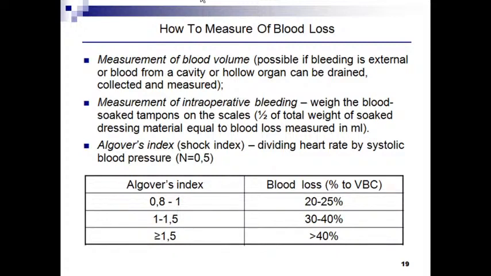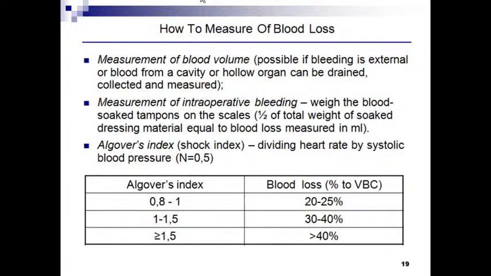Measurement of intraoperative bleeding. Second variant of measurement. Weigh the blood-soaked tampons on the scales. After finishing the operation, the operating nurse can collect the tampons used during surgery and weigh them. Half of the total weight of soaked dressing material is equal to blood loss measured in milliliters. For example, total weight of soaked tampons, 1 kilogram. So the patient has lost 500 ml of blood.